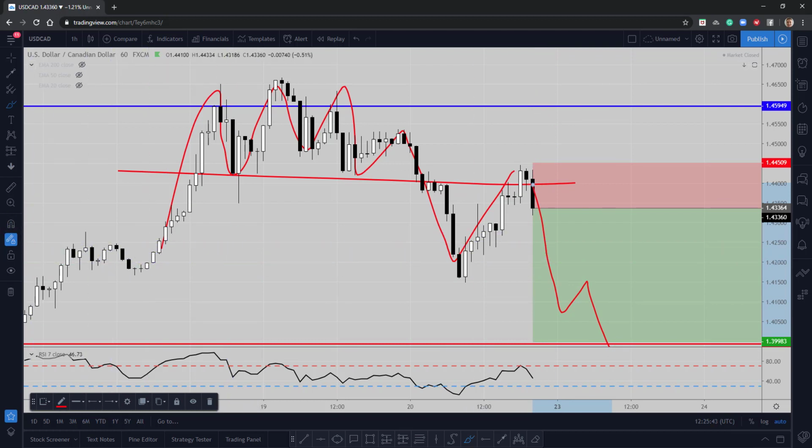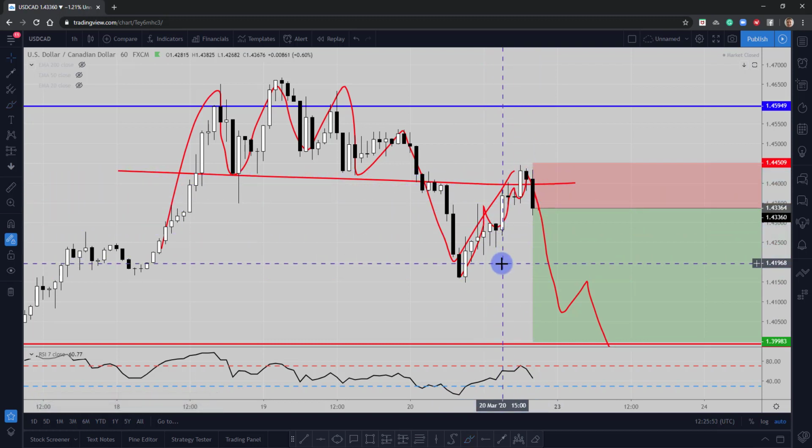Could be some short-term opportunities to the downside here, now that the market is starting to form a new lower low. You can see here, higher high, higher low, and we're just breaking out of that now. So that would suggest to me that there's some downside to be had here. I'm going to leave it there, guys.